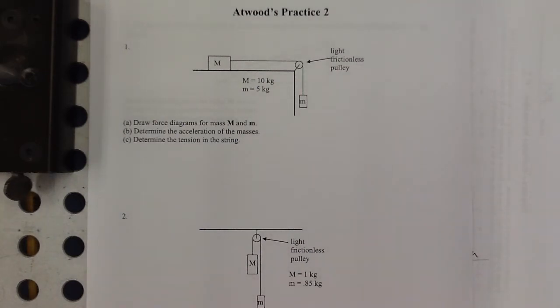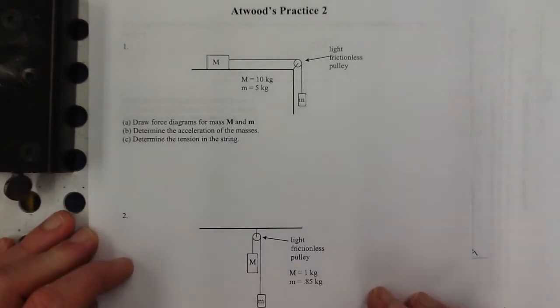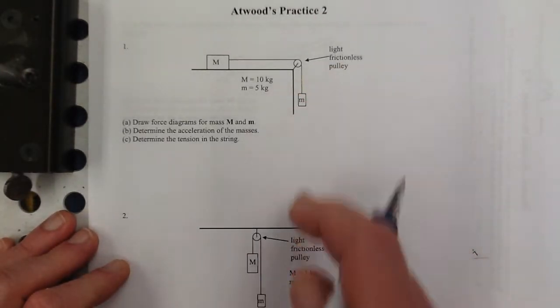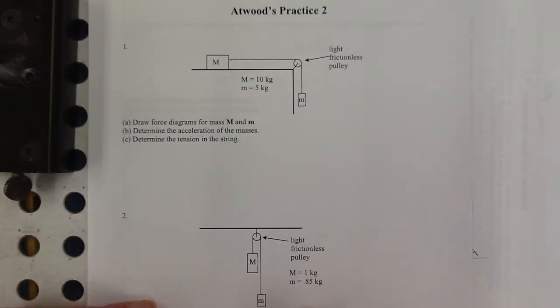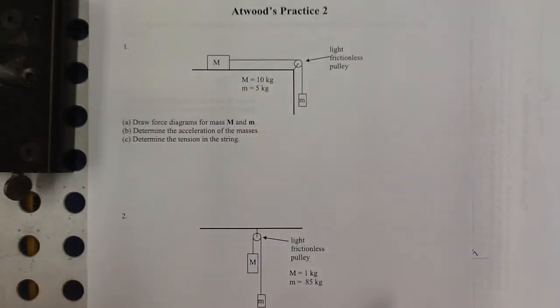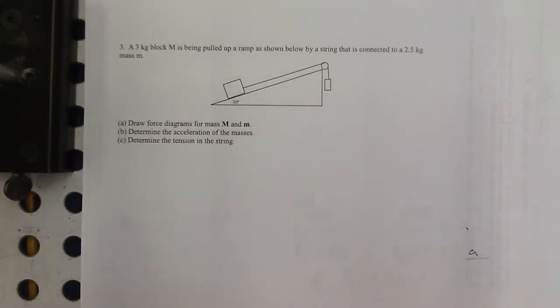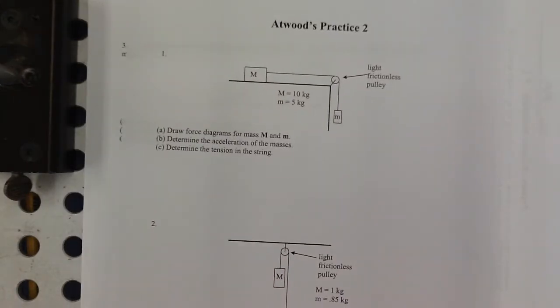A little bit more practice doing Atwood's machines. I'm going to do these using the shortcut method. These two right here are exactly the same, really, as the ones that we did in Atwood's practice 1. Different numbers, but it looks like we borrowed the masses here from number 2 on the last sheet. And for this last one, because it's on an angle, I'm going to do it both ways, so you can see that. All right, that's my plan.